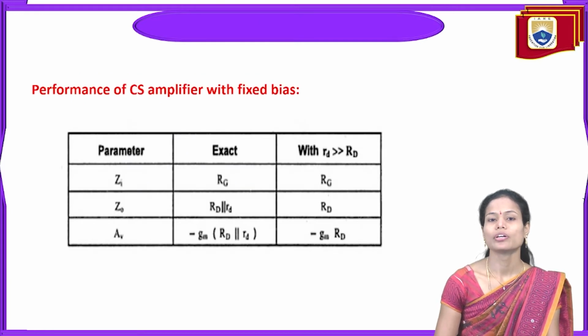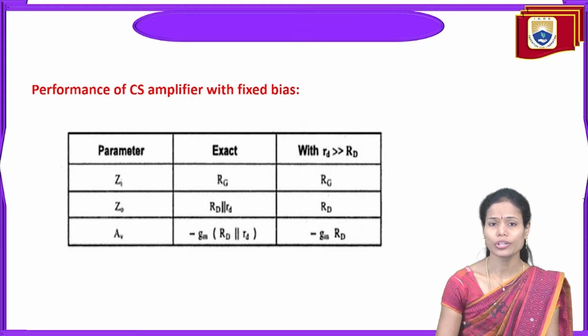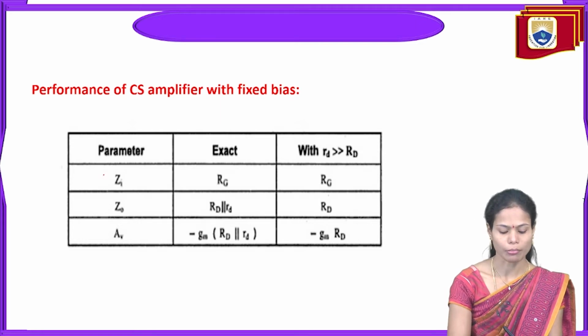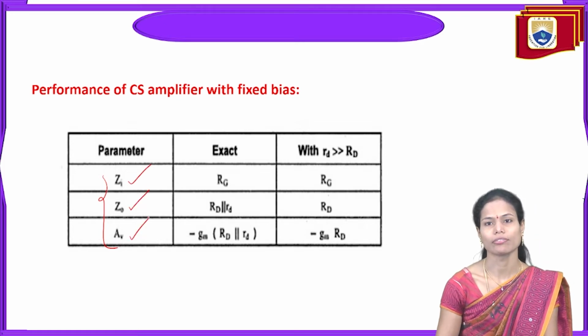When we are going to solve the problems related to the common source amplifier, while designing the common source amplifier, we may utilize different types of biasing techniques. That may be the fixed bias circuit, self-bias circuit, or voltage divider biasing circuit. If we go with the fixed bias common source amplifier, we have three parameter values or formulas: input impedance Zi, output impedance Zo, as well as voltage gain Av.